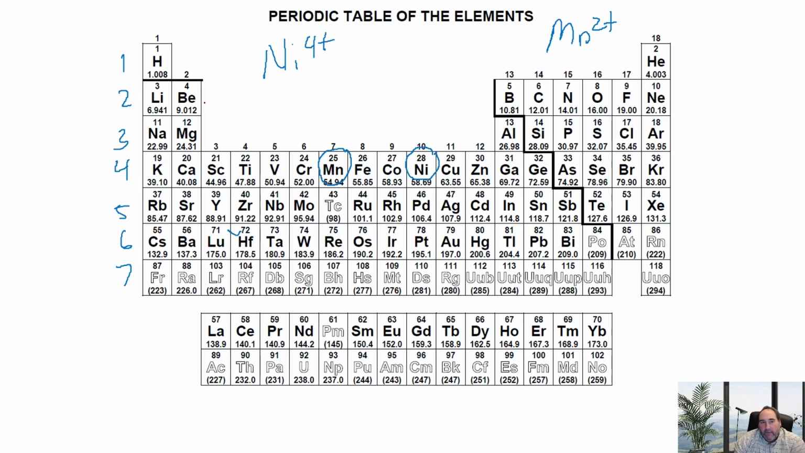Okay, so let's take a look. Once again, nickel here, which is 28 with no charge. If we were doing electron configuration, that's going to be an argon. Once again, 4s2 right there.